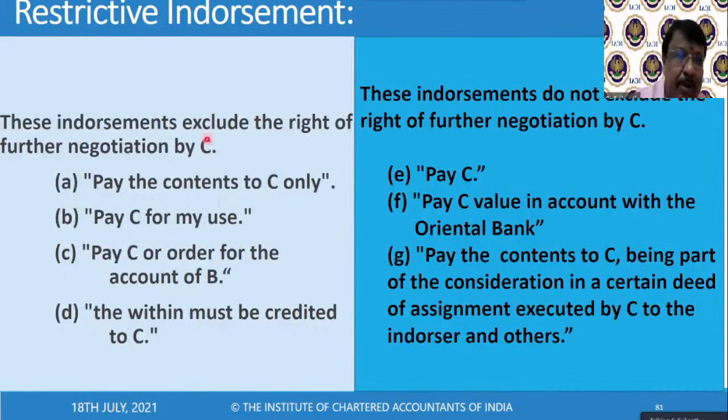Right? But the minute you put pay the contents to C only, you might ask me, sir, how is it important for me? I'll tell you. Remember all these things. They might mix and match and say which among the following is not a restrictive endorsement. So they will give three restrictive endorsements and one that says pay C. So you should remember which is not a restrictive endorsement, which is a restrictive endorsement. Classic multiple choice question. Be very careful.